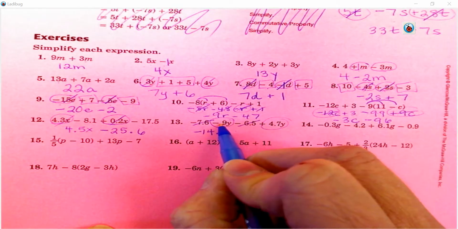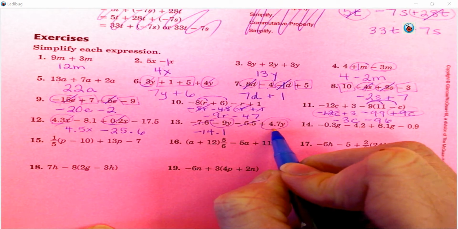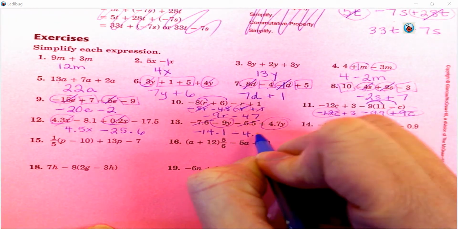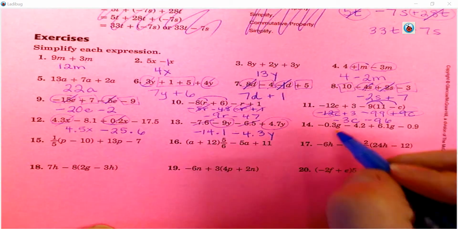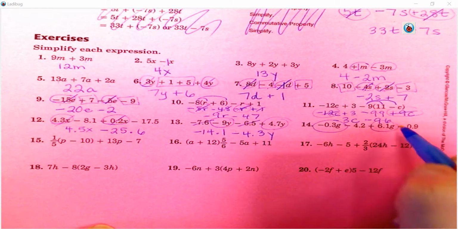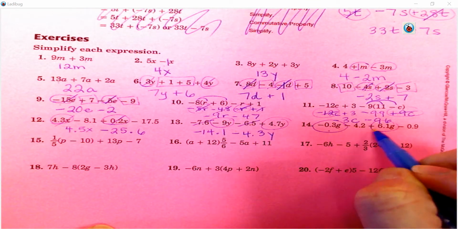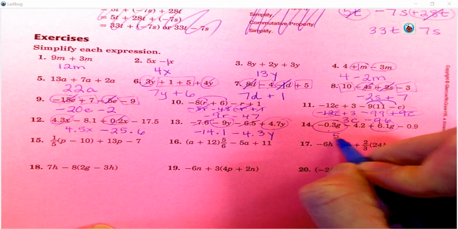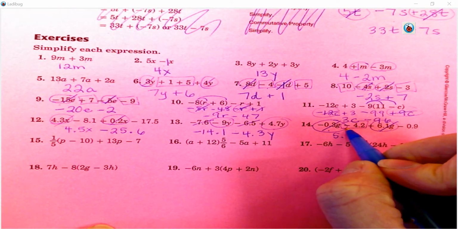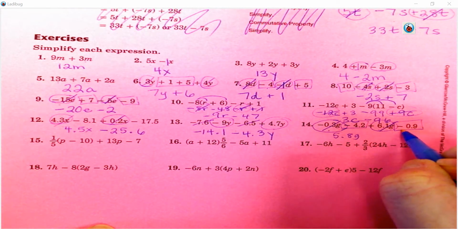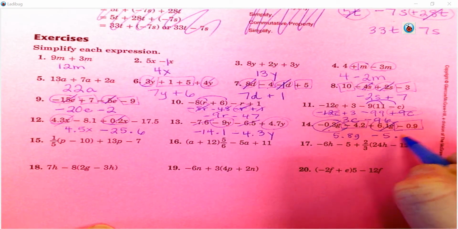And negative 9y plus 4.7y gives me negative 4.3y. The negative 0.3g plus 6.1g gives me 5.8g. And negative 4.2 minus 0.9 gives me negative 5.1.